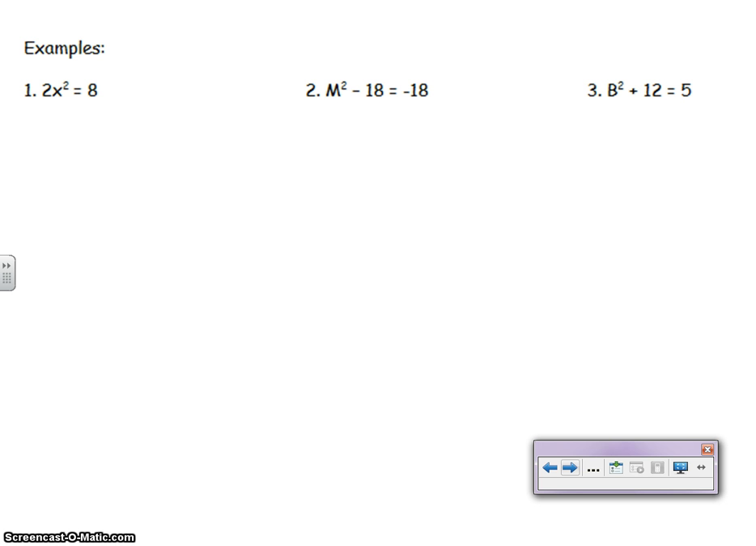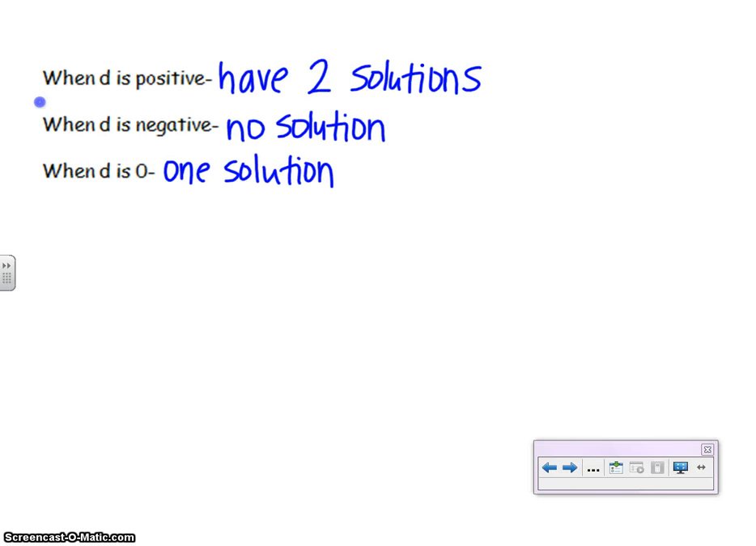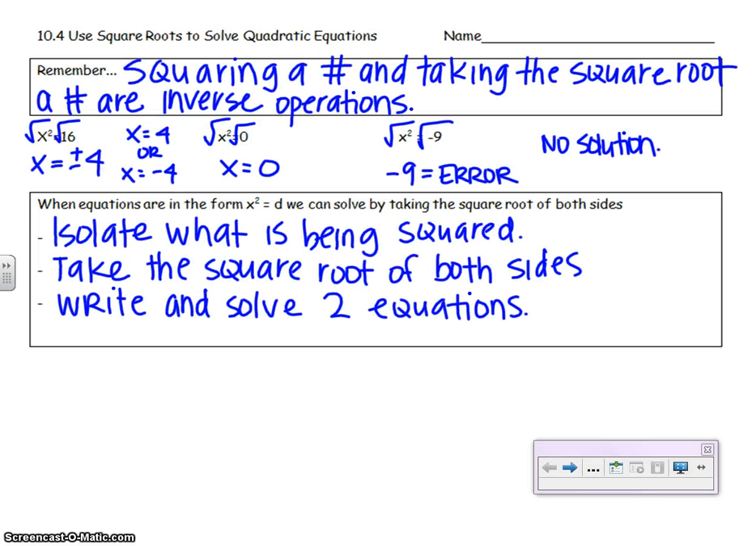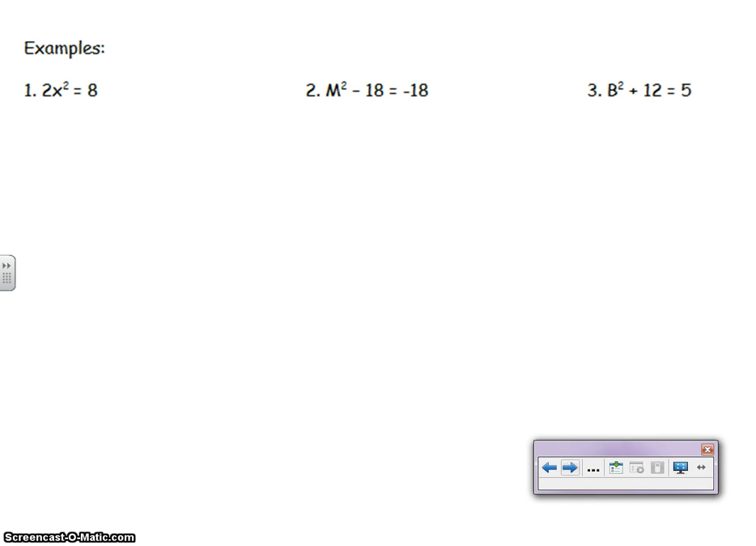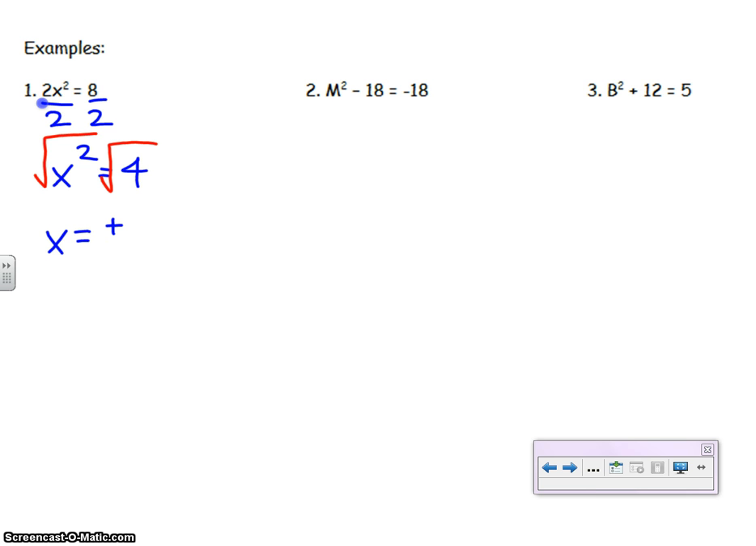So when we look at number 1, we have 2x squared is equal to 8. First we need to get x squared by itself, so we're going to divide both sides by 2. We have x squared is equal to 4. So now we can see that we have x squared equal to a positive number, so we are already thinking we're going to have two solutions. We're going to go ahead and have x is equal to 2 and negative 2. And again, you can use that notation, or if you want to write it with the word or, we do not mind.